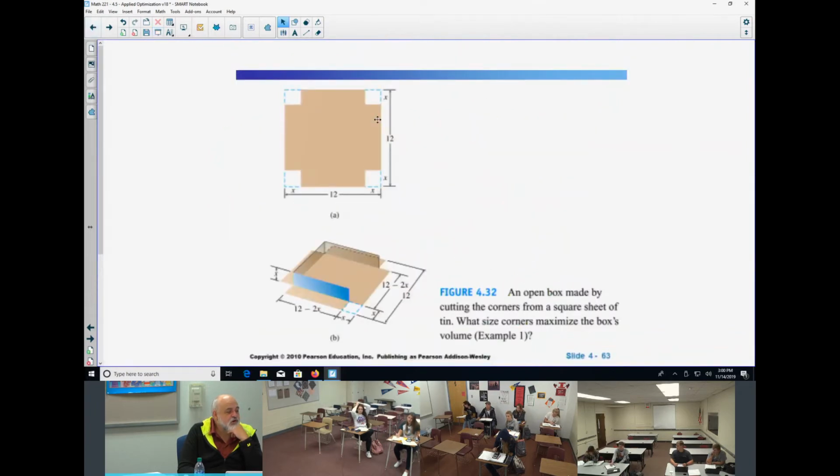Okay, see, we had this 12 by 12 piece of tin, and so we cut off these little X by X corners and then folded them up to make like a little brownie pan. Okay? So if these sides were originally 12 by 12 and we cut off little 2 by 2 corners, then what would be the length and the width of the pan? Or the box?